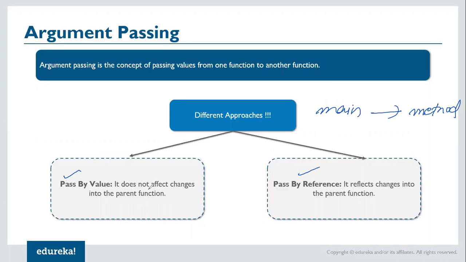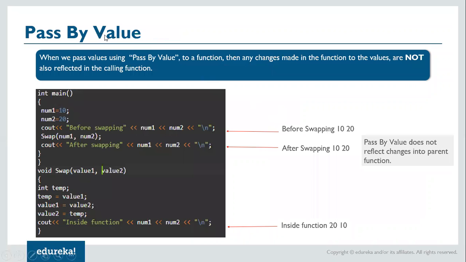Now in the case of pass by value, it does not affect changes into the parent function or the calling function. So if main is calling the method and if you have some value a here, let's say for example, if you make any change in the value which is passed to the method, the value of a will not change. Whereas in the case of pass by reference, the change is reflected. So let us understand this more clearly with the help of an example. So let me head over to next slide and then I will explain this with an example in my lab VM.